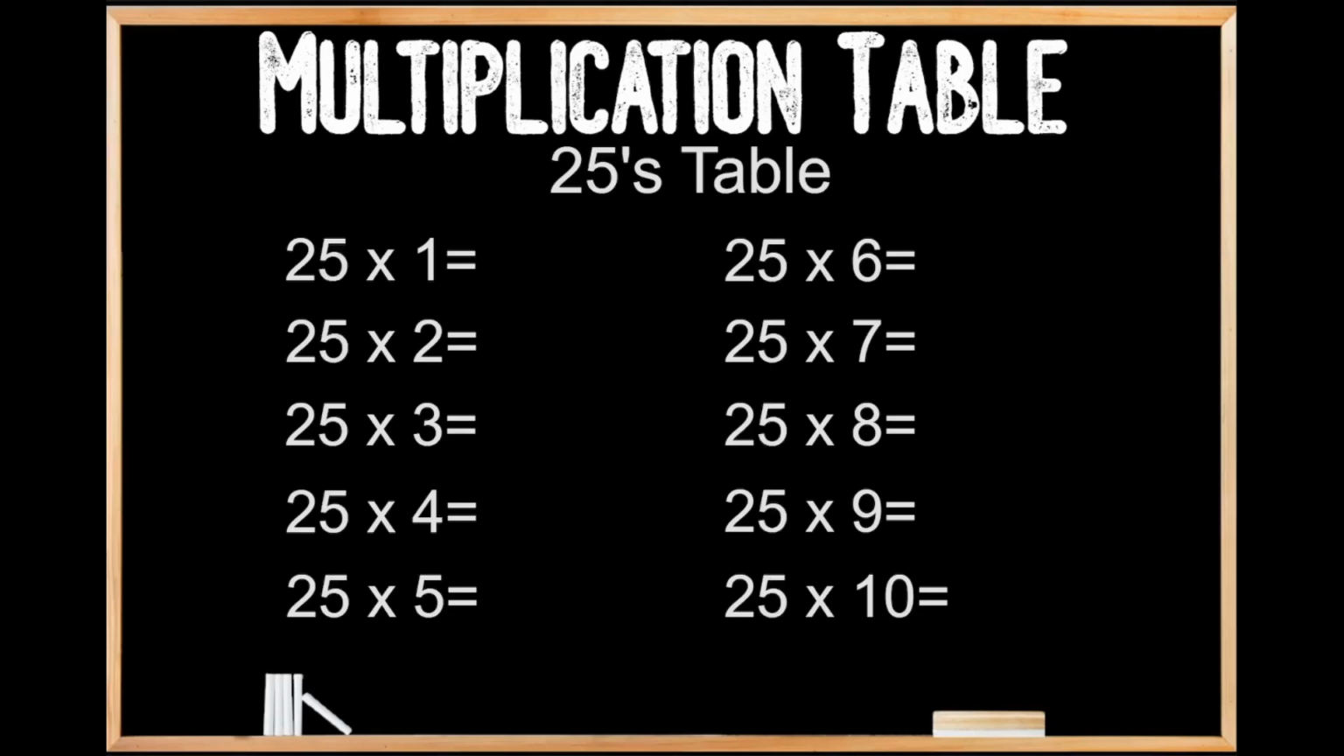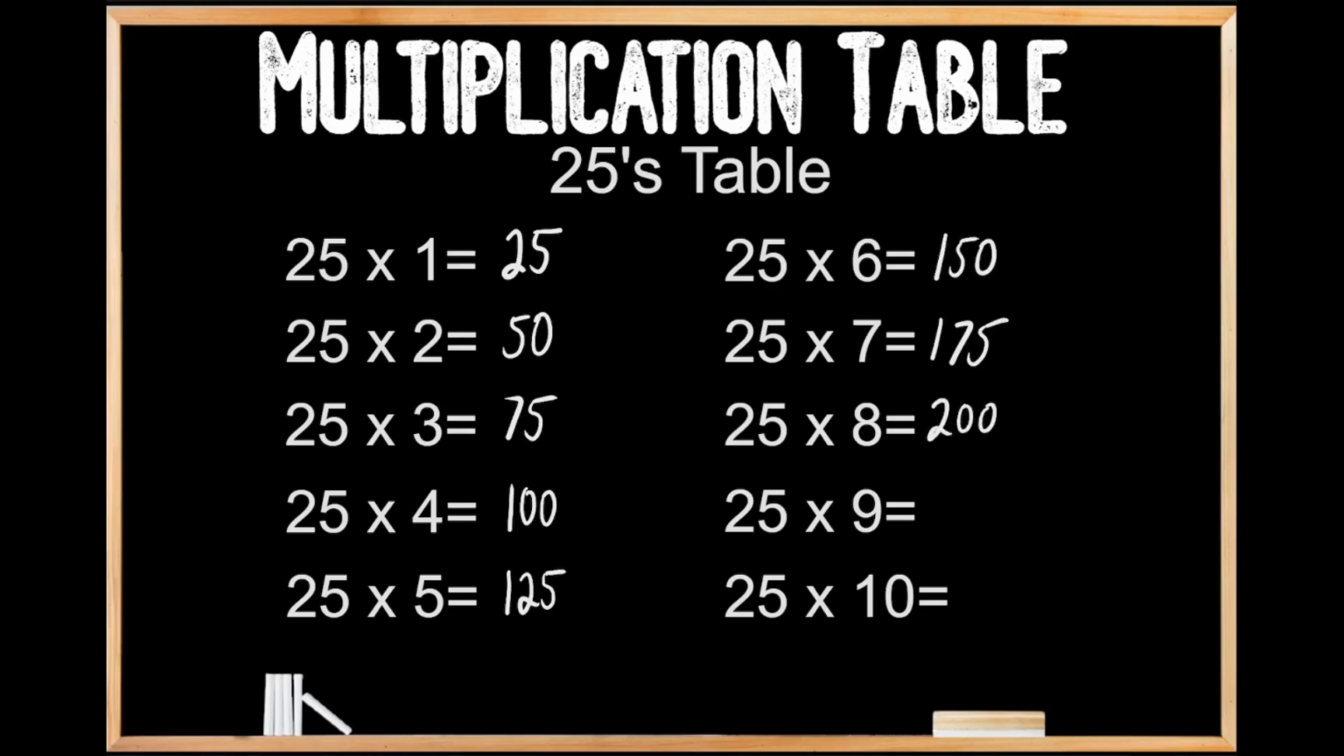25's table. 25 times 1 is 25. 25 times 2 is 50. 25 times 3 is 75. 25 times 4 is 100. 25 times 5 is 125. 25 times 6 is 150. 25 times 7 is 175. 25 times 8 is 200. 25 times 9 is 225. And 25 times 10 is 250.